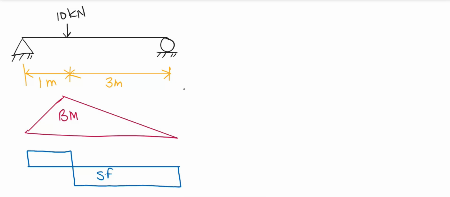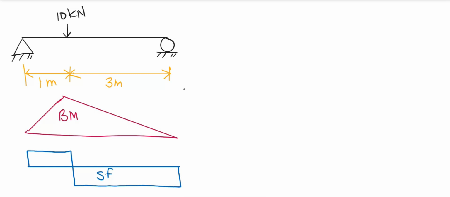The problem we are going to tackle today is as shown in this figure, where there is a pin support at the left side and a roller support at the right side, and there is a 10 kN load acting upon the beam at 1 meter from the left side and 3 meters from the right side.